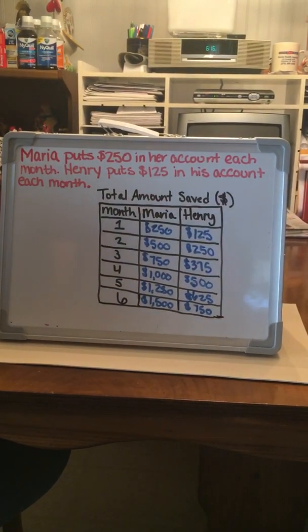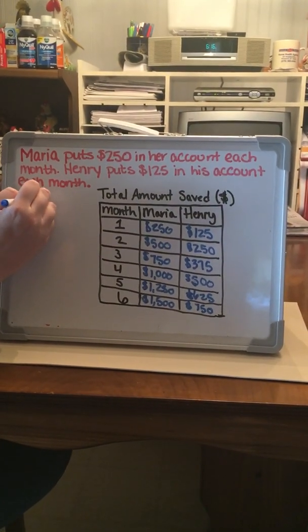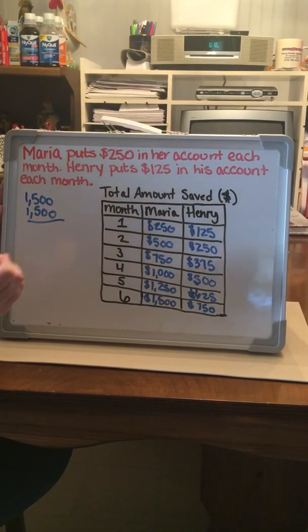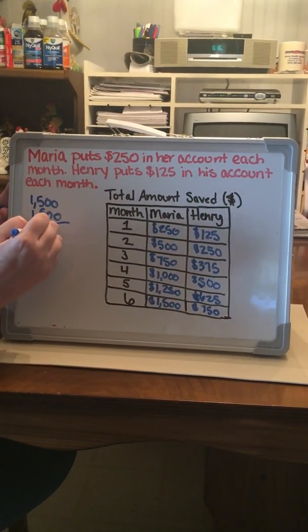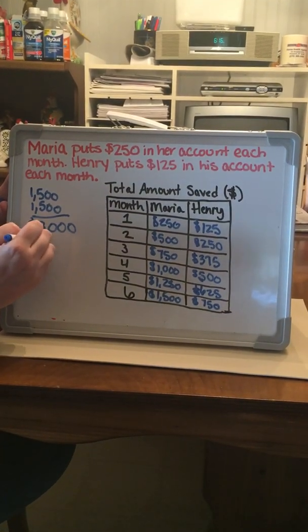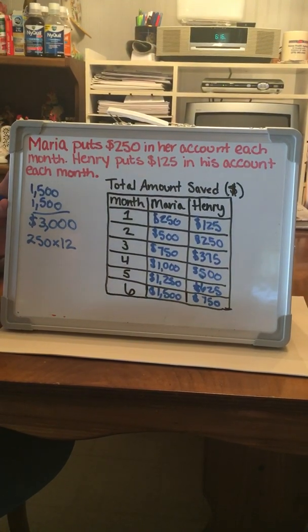So how much would Maria end up saving then? What is 1,500 plus another 1,500 for the last 6 months of the year? Well, Maria would end up saving $3,000 for the year. You could also do this by doing 250 times 12 because there's 12 months in a year.